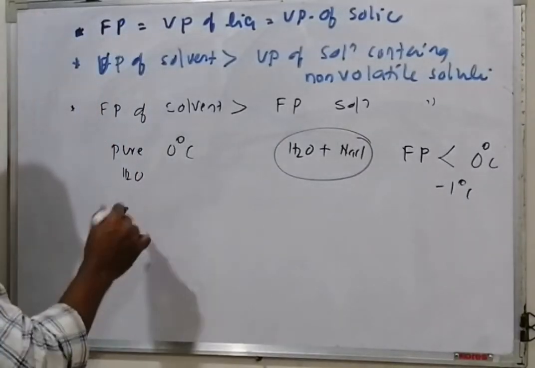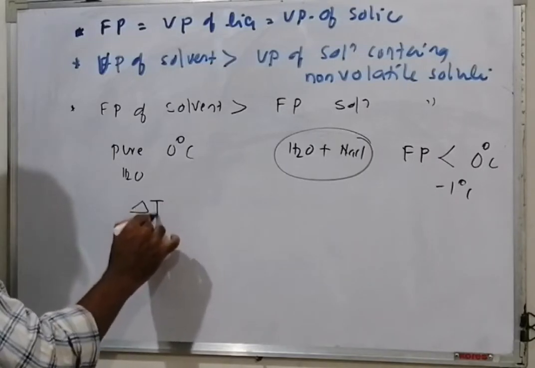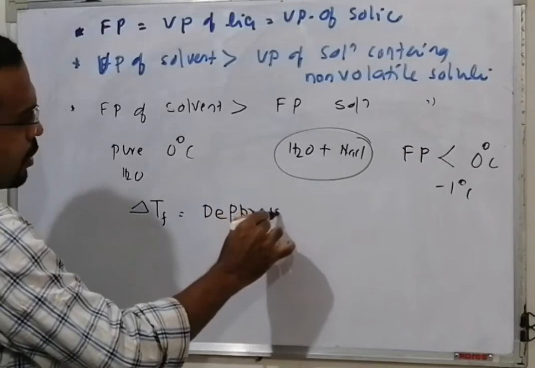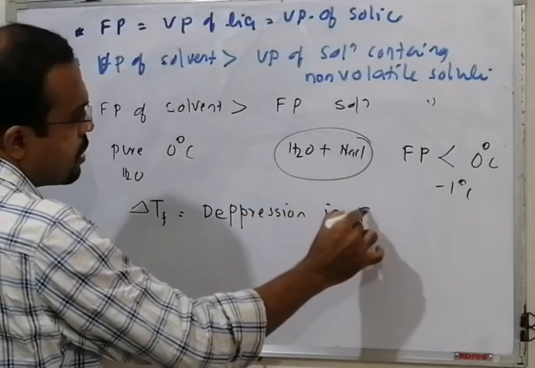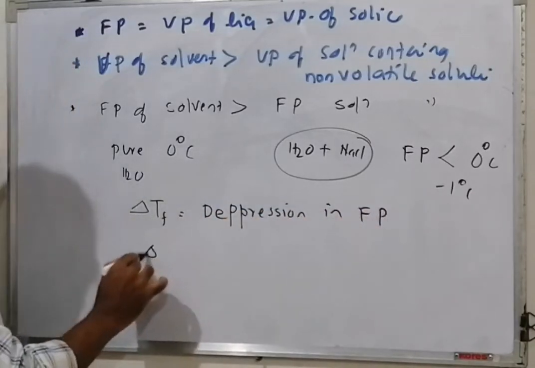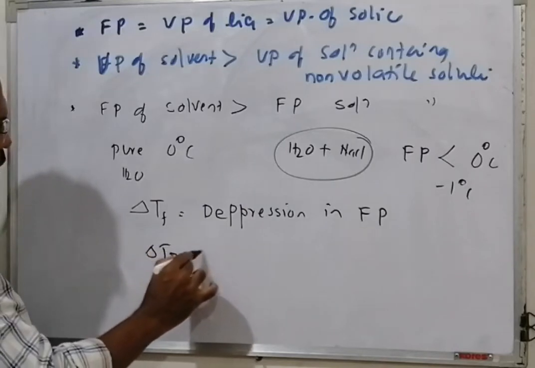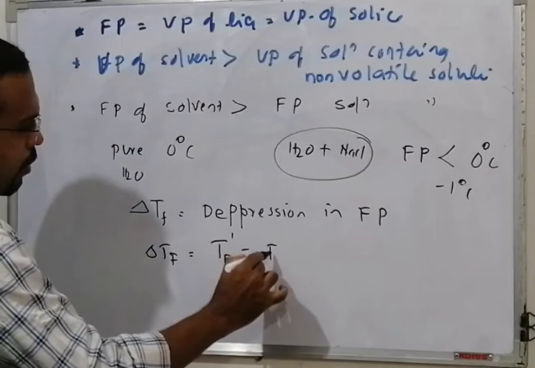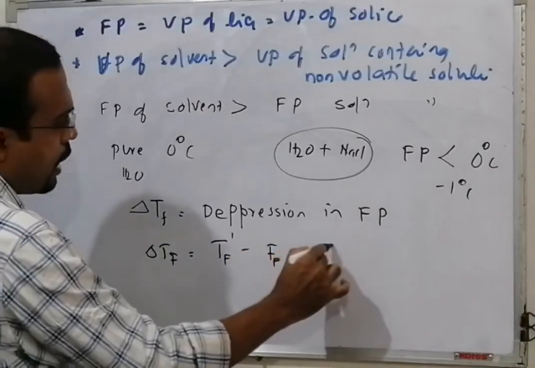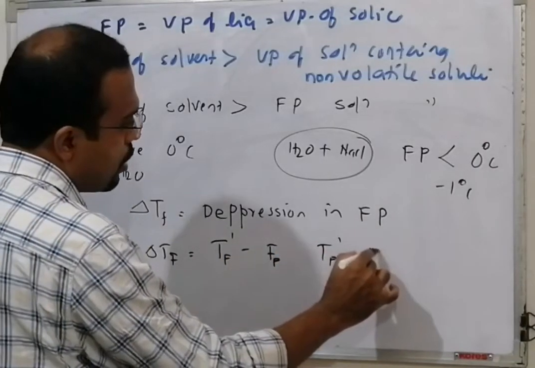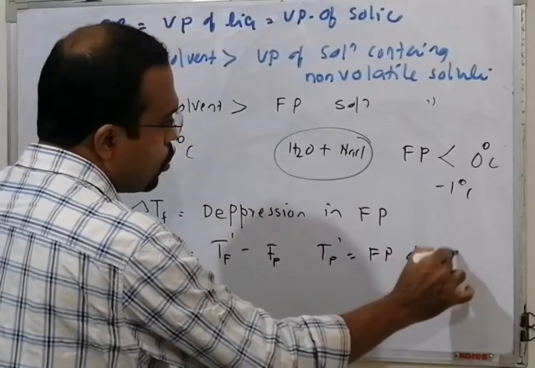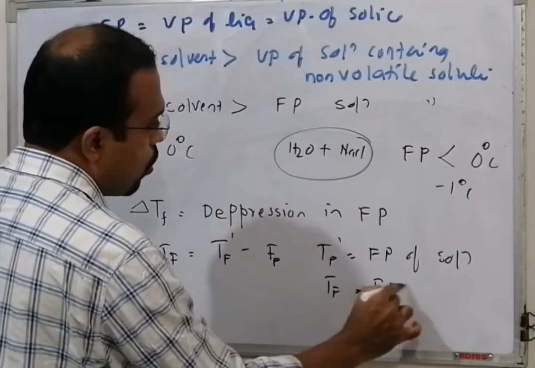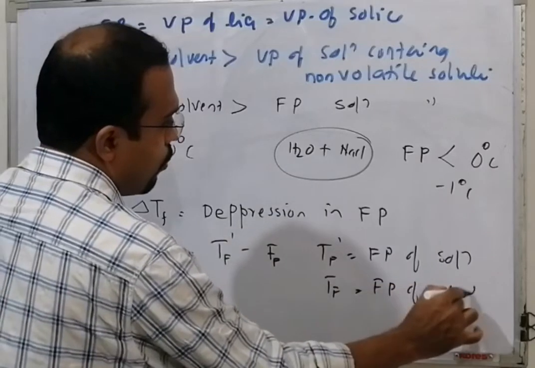This is called a depression in freezing point. Therefore, delta Tf, that is depression in freezing point. What is that? Delta Tf is equal to Tf dash minus Tf. What is Tf dash? Tf dash is called the freezing point of solution. Tf is equal to the freezing point of pure solvent.